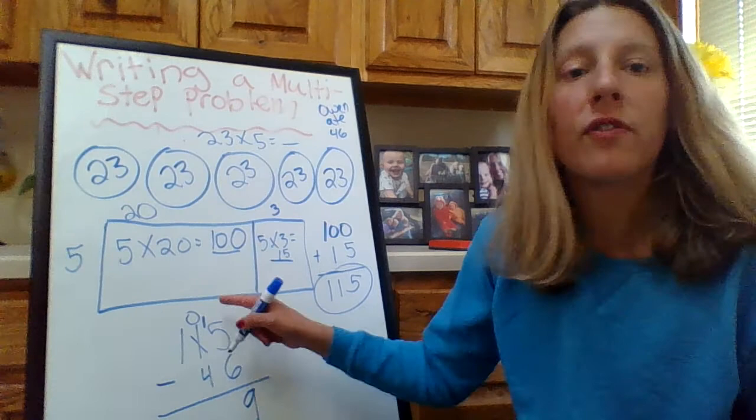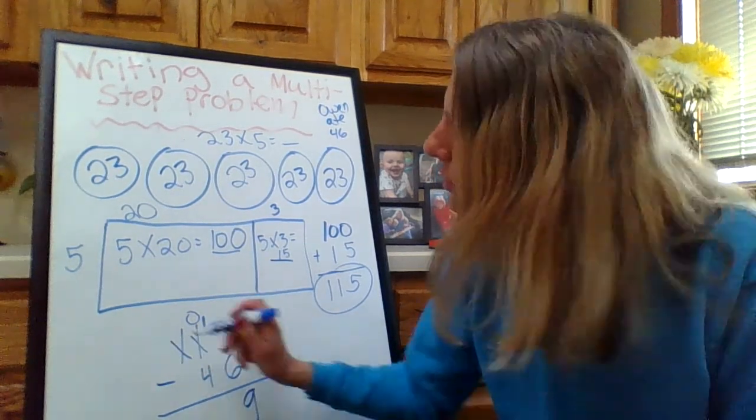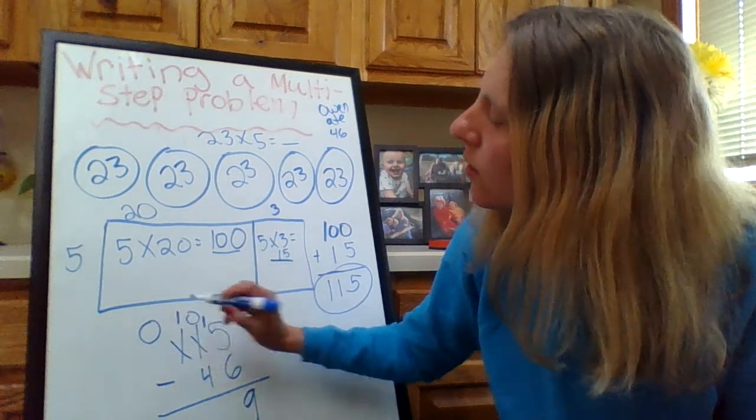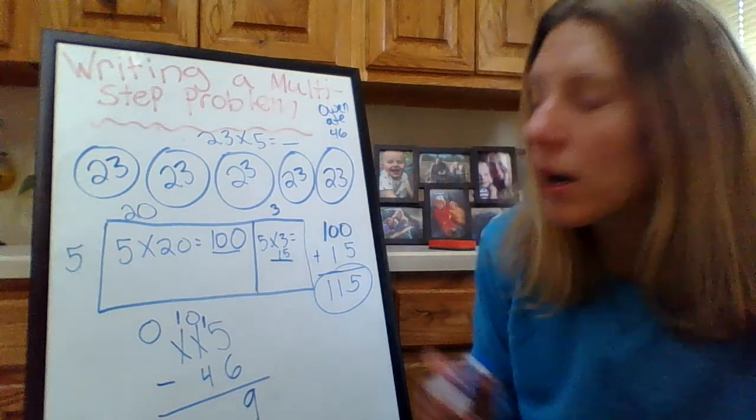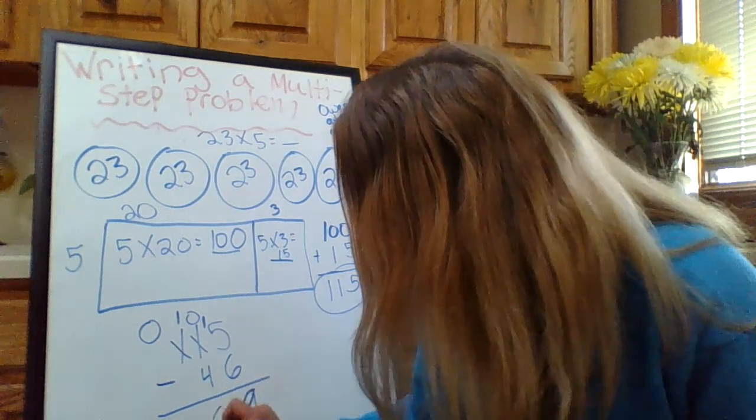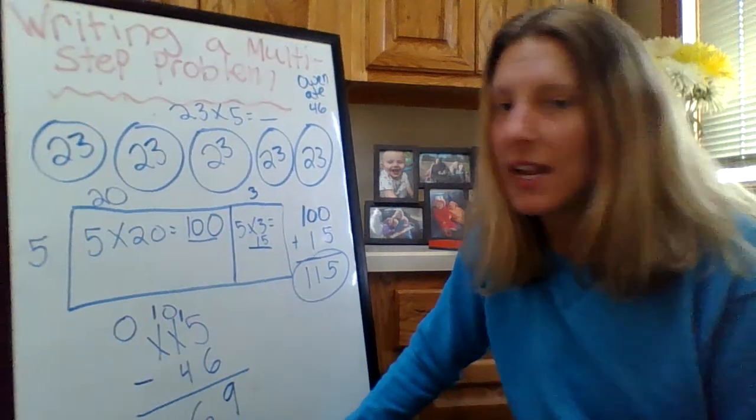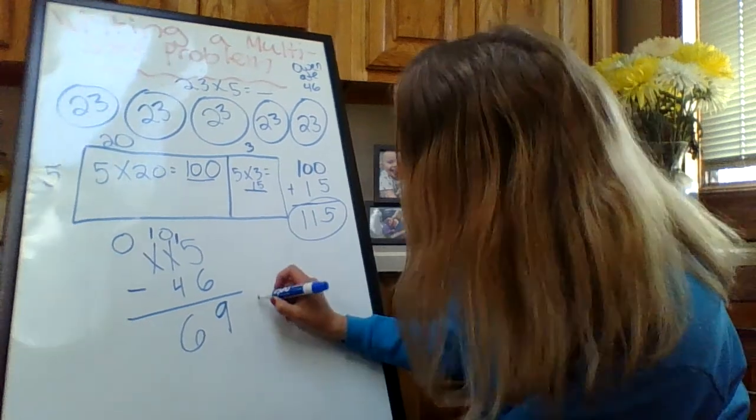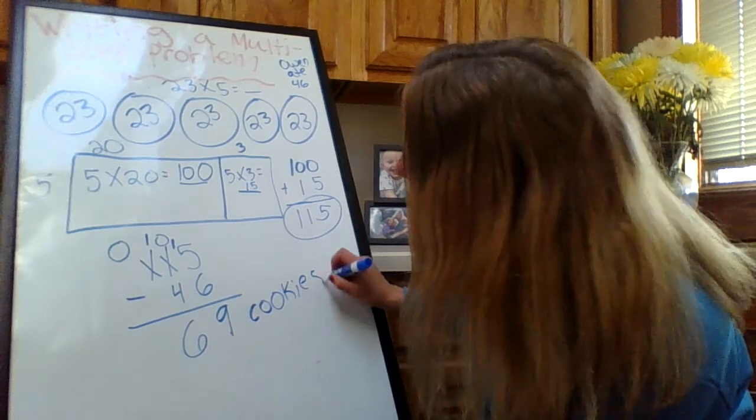I can't subtract 4 from 0, so I need to borrow. I cross off the 1 in the hundreds place, make that a 0. I carry the extra over to my tens. Now I have 10 minus 4, which is 6. Yeah, 10 minus 4. And then that leaves 69. I know you guys can't really see. I'll hold it up for a minute. 69 cookies left.